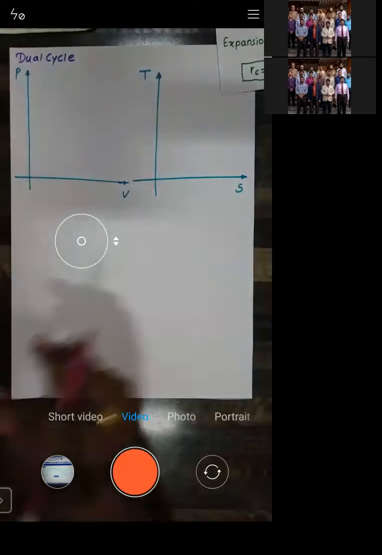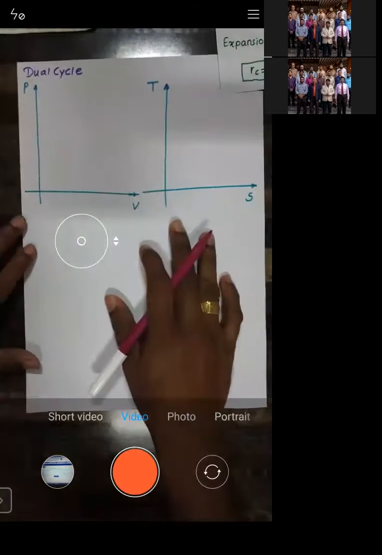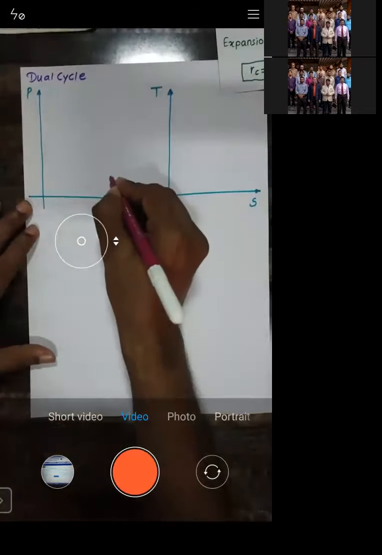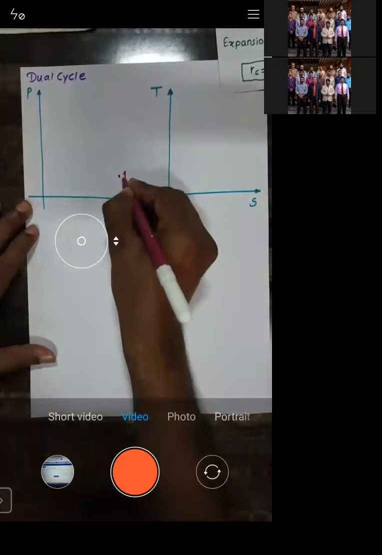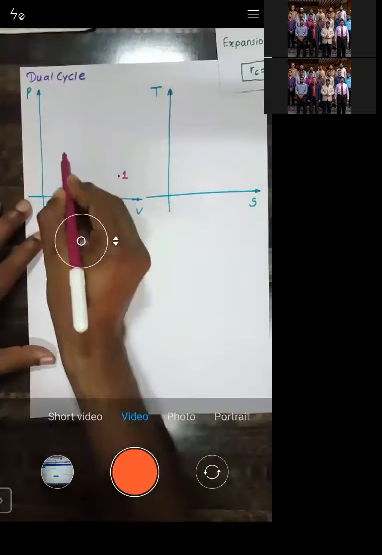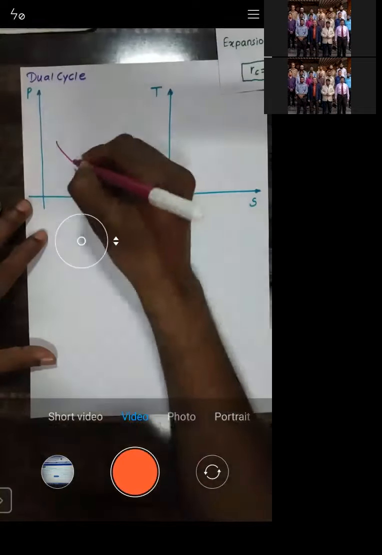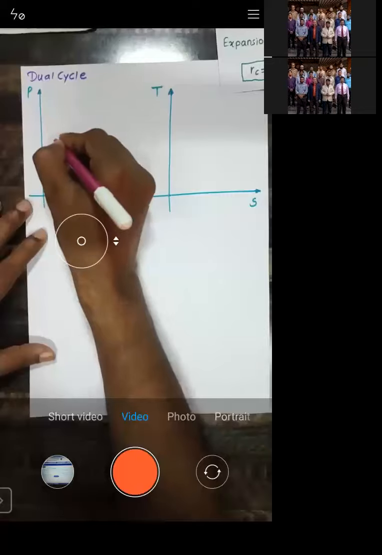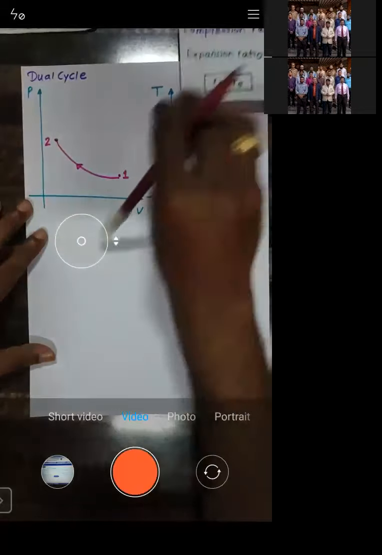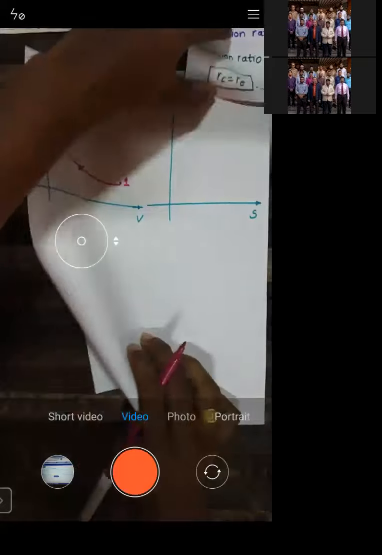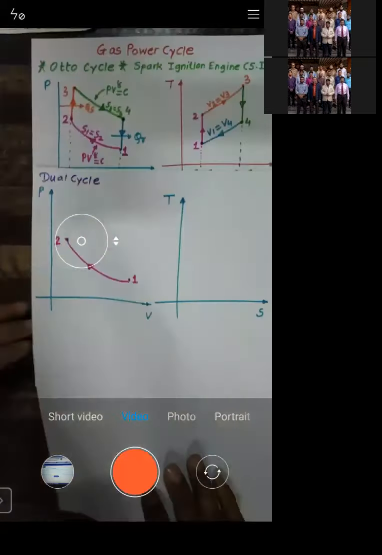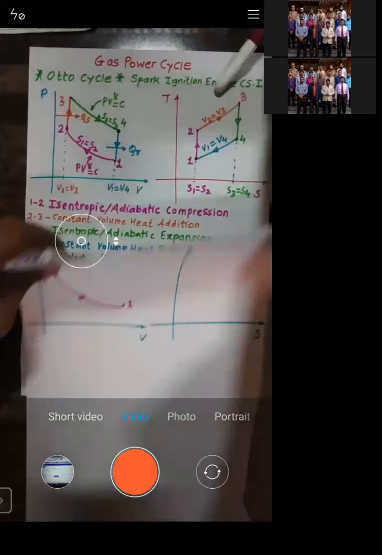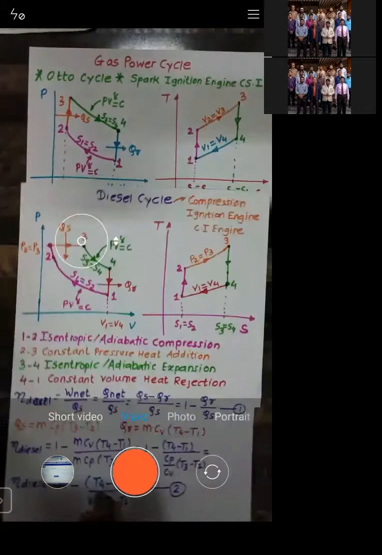Let us start with each of the processes. Let us take this point number one, from where I will start. From point number one, the fluid will get compressed, and it will reach point number two. You can see the same process that I have plotted for the Otto cycle, and the same process for the diesel cycle.